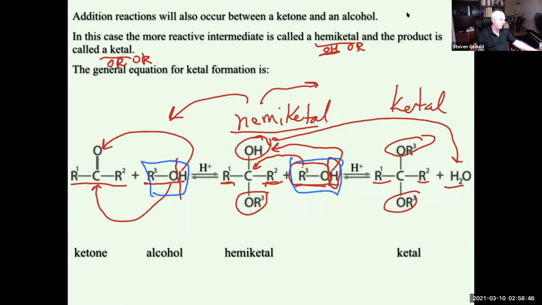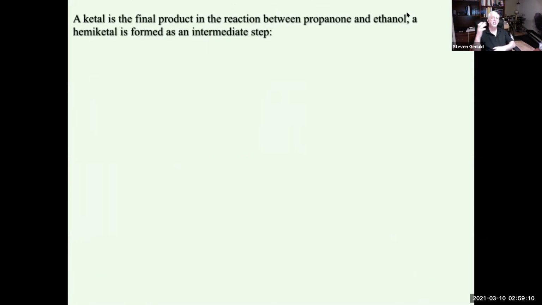Okay, when you're forming an aldehyde or a ketone, it's going to react with an alcohol. It's going to form a hemiacetal or a hemiketal. Okay? Then those are going to react with another molecule to form either an acetal or a ketal. All right, so a ketal is a final product in the reaction between propanone and ethanol. The hemiketal is formed as an intermediate step. So let's go through that reaction.